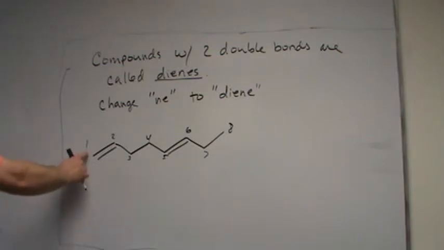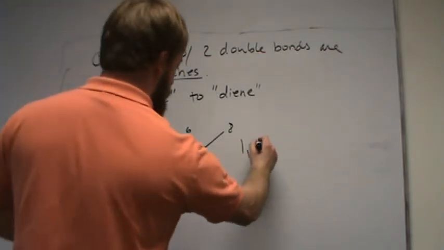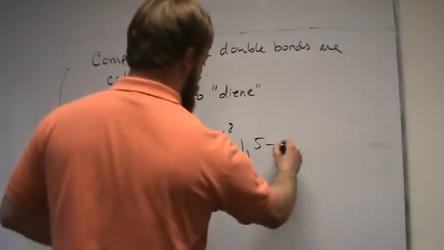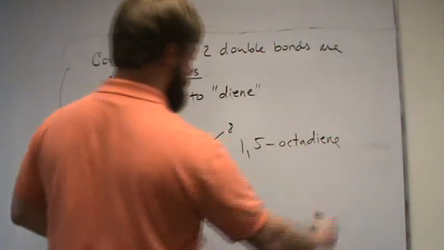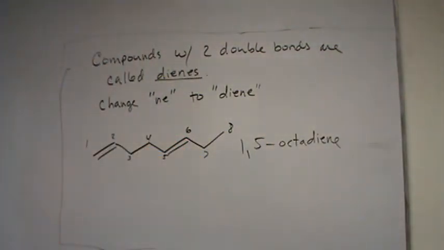We have to indicate the position of the double bonds. There's 1 and then carbon 5. So it's 1,5-octadiene. Okay, let's keep going. Let's add other substituents now. So name this.